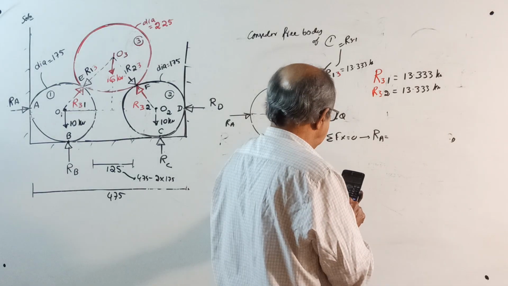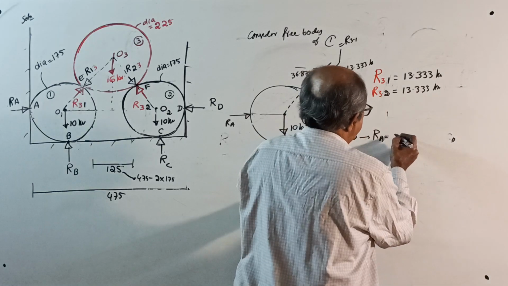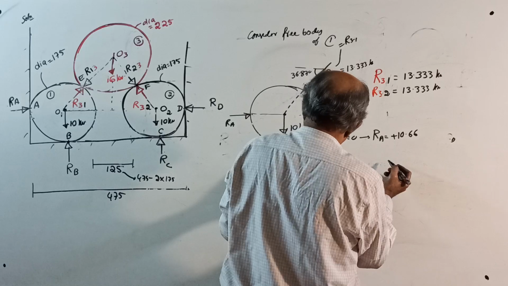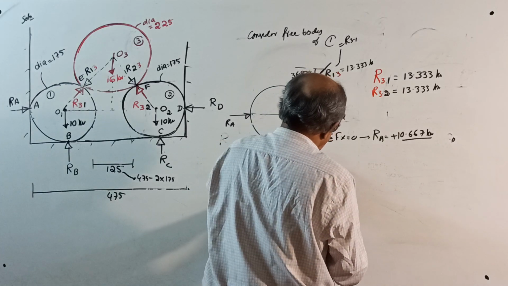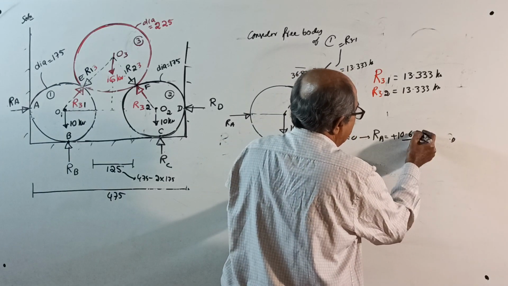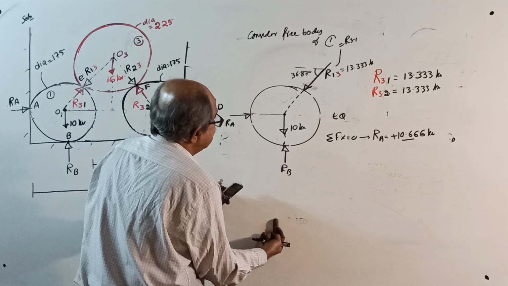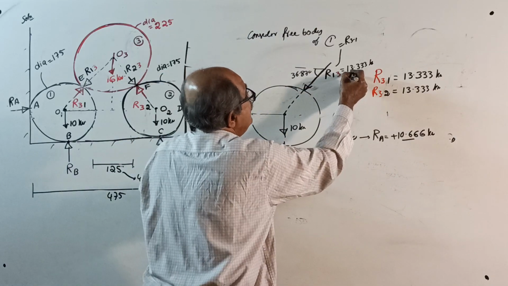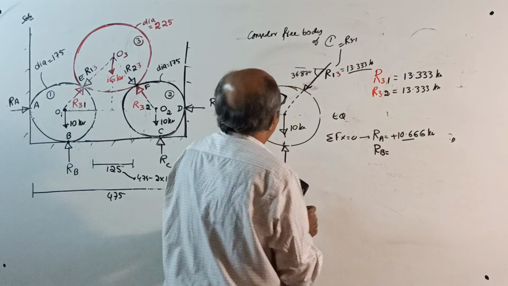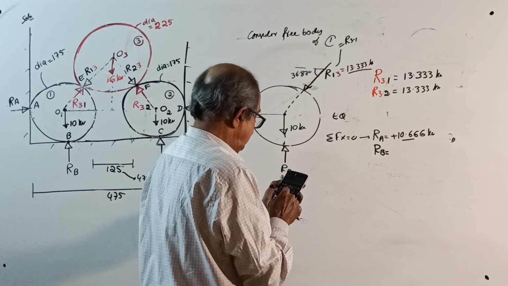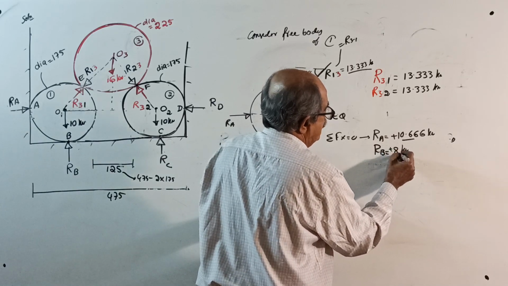So 13.333 into cos 36.87, RA will come 10.667 kilonewton. Actually it is giving 666, but I don't like it because it is actually 667 kilonewton. Sigma Fy equal to 0: plus Rb minus 13.333 sin 36.87 equal to 0, you get the value of Rb. 13.333 into sin 36.87 is 8 kilonewton, so Rb is 8 kilonewton.